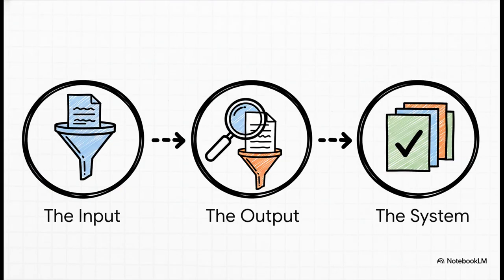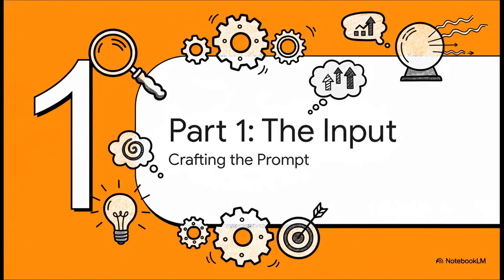It's a simple but really powerful three-part framework. First, we're going to master the input. That's what we tell the AI. Second, we'll learn how to manage the output, which is how we check its work. And finally, we'll build the system. That's how we make this whole process repeatable and truly professional. All right, let's kick things off with part one, crafting the perfect prompt.